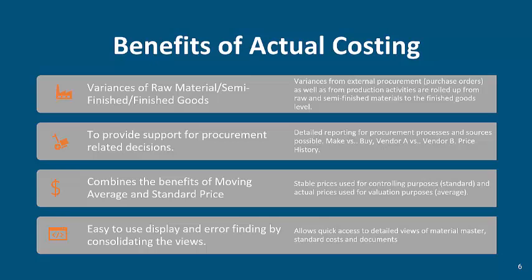It combines the benefit of moving average and standard price. So actual costing combines the benefit of moving average and standard price. Stable prices are used for controlling purposes, that is standard, and actual price is used for valuation purposes, that is average. Easy to use display and error finding by consolidating the views allows quick access to detailed views of material master, standard cost, and documents.